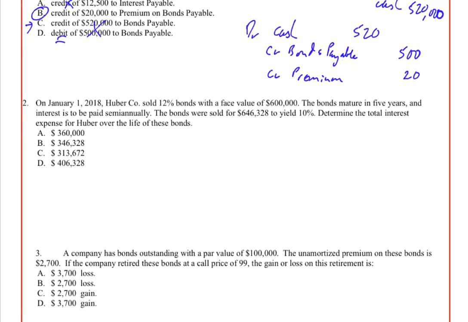Question 2. On January the 1st, a company sold some bonds, 12% is the coupon rate, face value of 600,000. The bonds mature in 5 years and the interest is to be paid semi-annually. The bonds were sold for this price. What's the total interest expense? So think about questions like this. Think about what interest is. Interest is simply the difference between the amount that you borrow and the amount that you pay back. To the extent that you pay back more than you borrowed, it must be that there's interest. So rather than doing a great long amortization table and working out the interest expense recorded every year, we can say, well, how much was borrowed, how much was paid back?